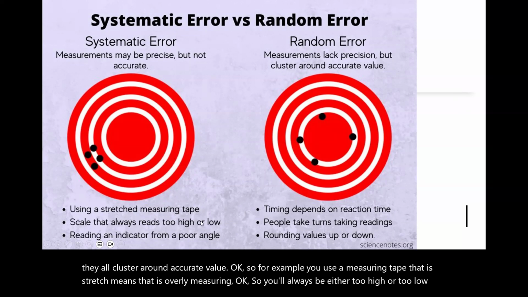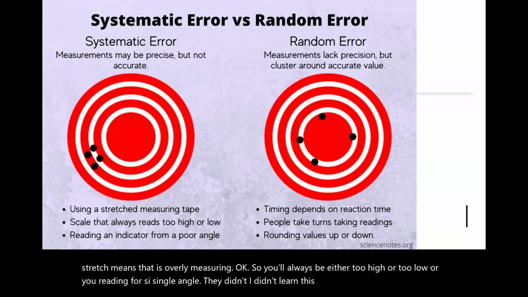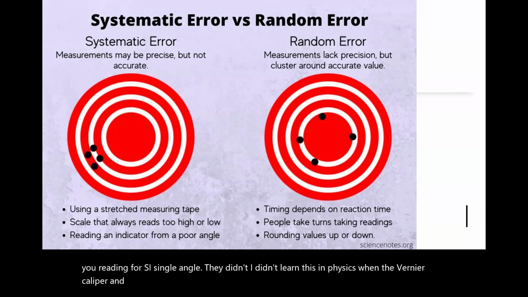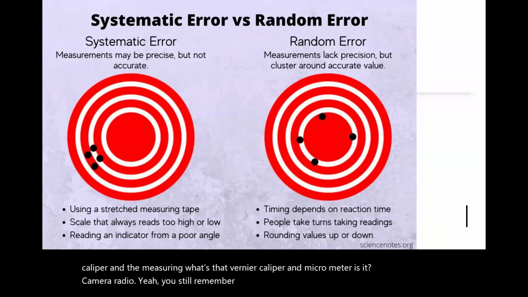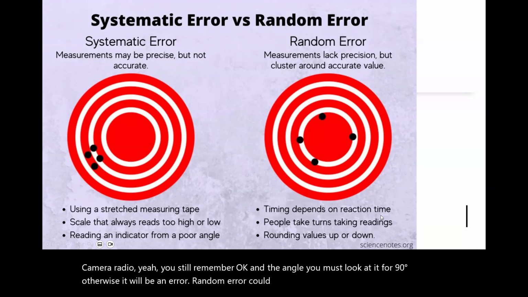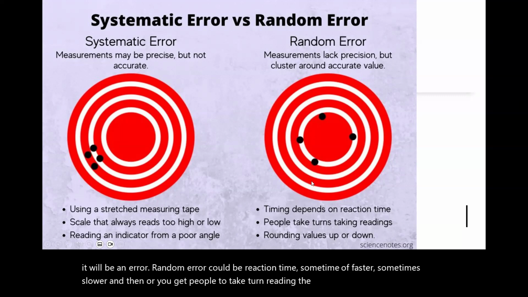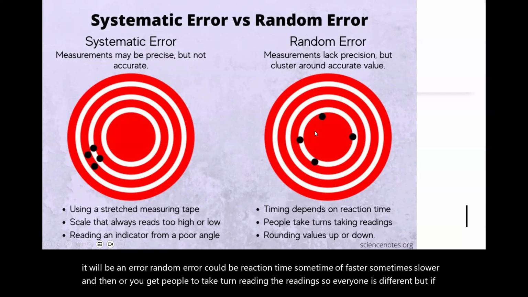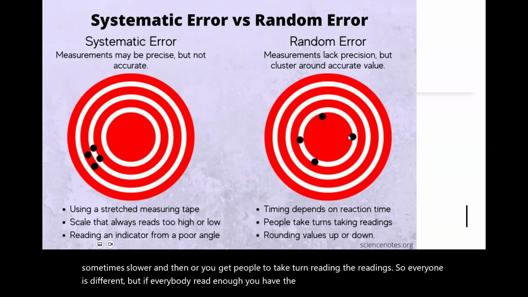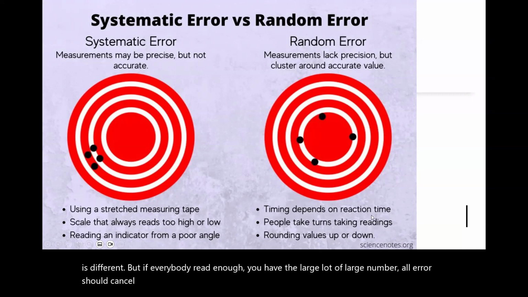Or you're reading from a single angle. I think you learned this in physics, with the vernier caliper and the micrometer. Can't remember already? You still remember the vernier caliper? And for the angle, you must look at it at 90 degrees, otherwise it'll be an error. Random error could be reaction time. Sometimes you're faster, sometimes slower. Or you get people to take turns reading the measurements. Everyone is different, but if everybody reads enough, with a large number, all the errors should cancel out. And then you round values up and down. Again, when you round up and down, if it's in different directions, it's about the same thing.